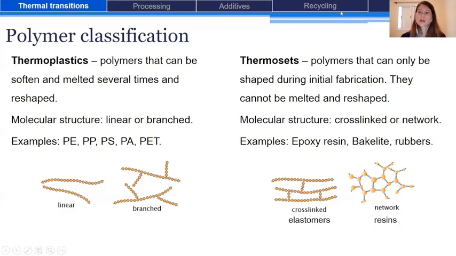In the thermoplastic category, we can find both amorphous and semi-crystalline polymers. In the case of the thermoset category, we have only amorphous polymers.